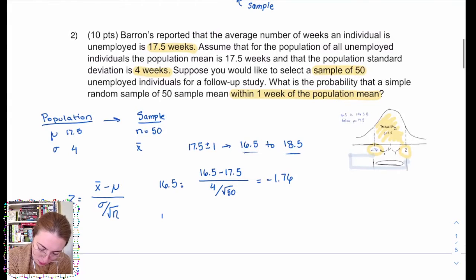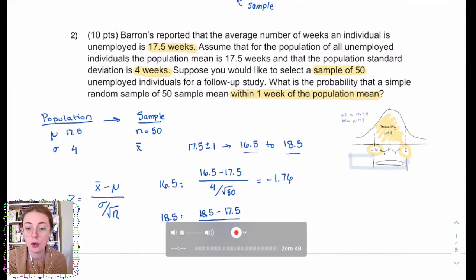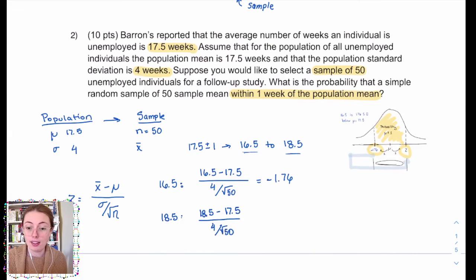So let's do 18.5. We'll have 18.5 minus 17.5 over 4 over the square root of 50. And let's see here, calculating this out. Interestingly, or maybe not so interestingly if you're on top of your stats, we'll actually get the same value, but positive. So that's 1.76 instead.